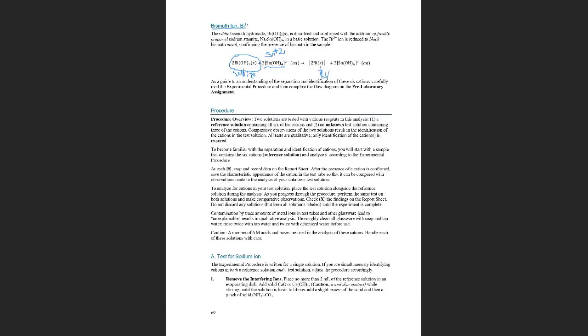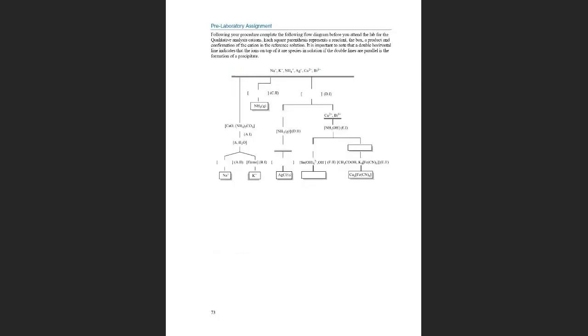So this is a confirmatory test. When you add sodium stannite to the white precipitate of bismuth, it turns black because it forms bismuth metal. So let me try to clarify at the end. Let me share this page.